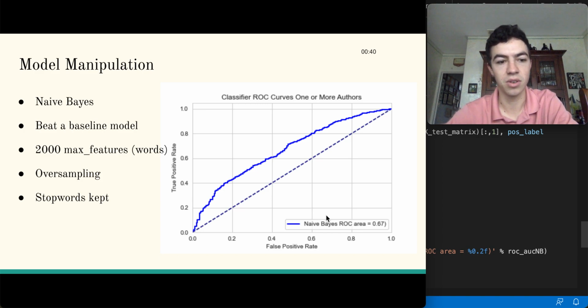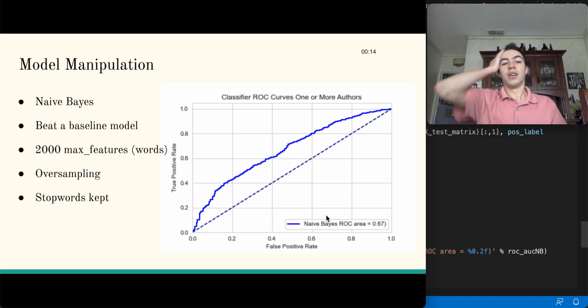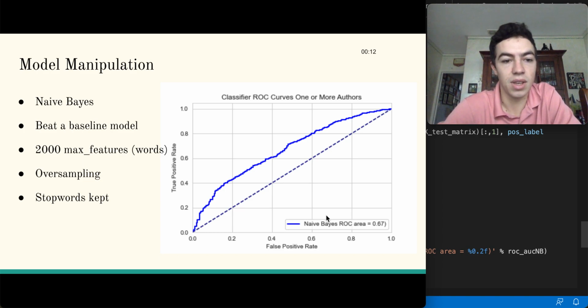I needed to oversample so that my model was performing the best and also not overfitting. And so I chose the ROC curve because my model continuously overfit. As you can see on the left, there's a bigger hump on the positive rate. So it beat my baseline model, and I kept the stop words, which improved my model.